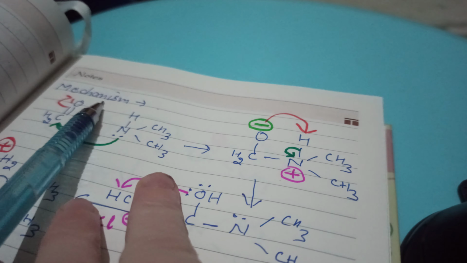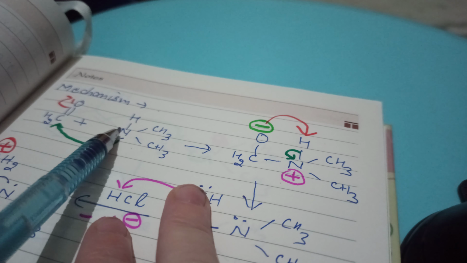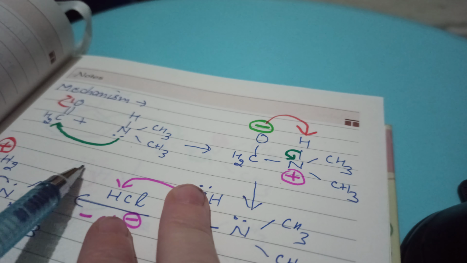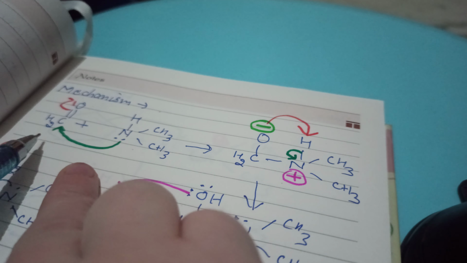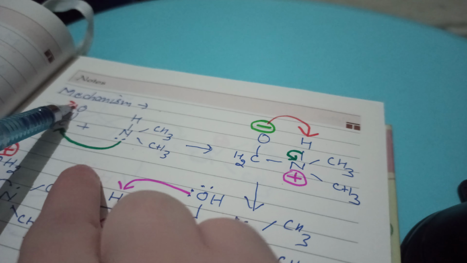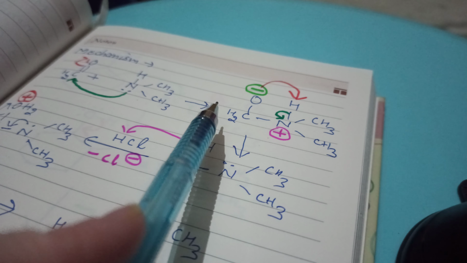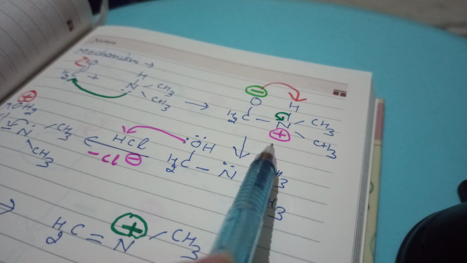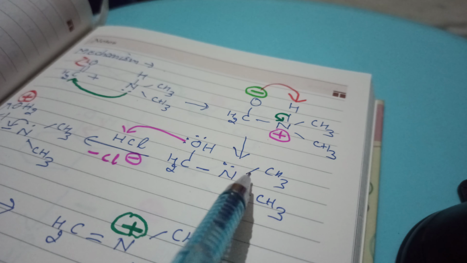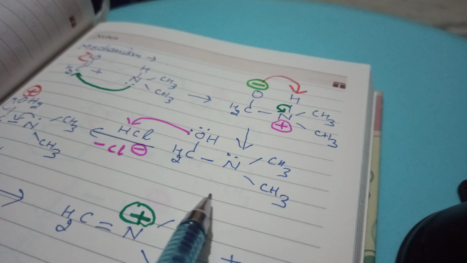In the case of mechanism, secondary amine contains nitrogen, and nitrogen has a lone pair. The lone pair on nitrogen attacks the carbonyl carbon of the formaldehyde and the double bond shifts to the oxygen, and this type of species is formed. Now this O negative accepts the hydrogen from the nitrogen, and the lone pair returns to the nitrogen. So this type of species is formed.